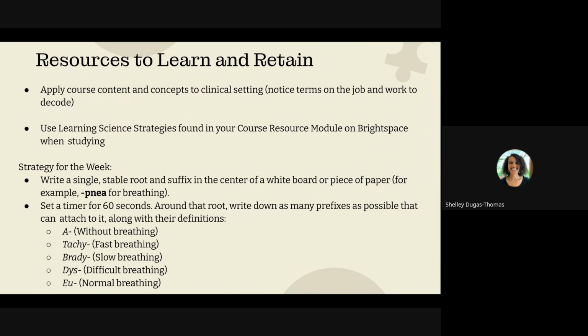Also, there are some strategies in the learning science strategies folder, and that can be found in the course resource module on Brightspace. And finally, a strategy for the week is you could write down a simple stable root or suffix, say nia for breathing, and then add as many words, whether those be suffixes or prefixes, to change the definition and meaning of the word.